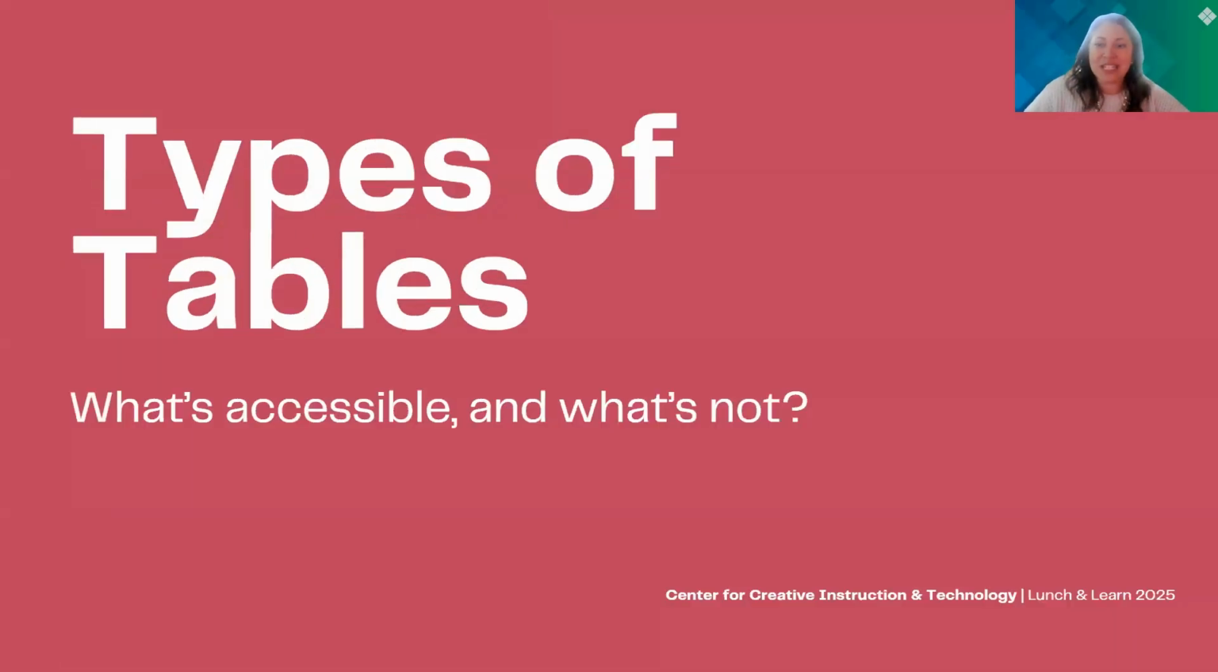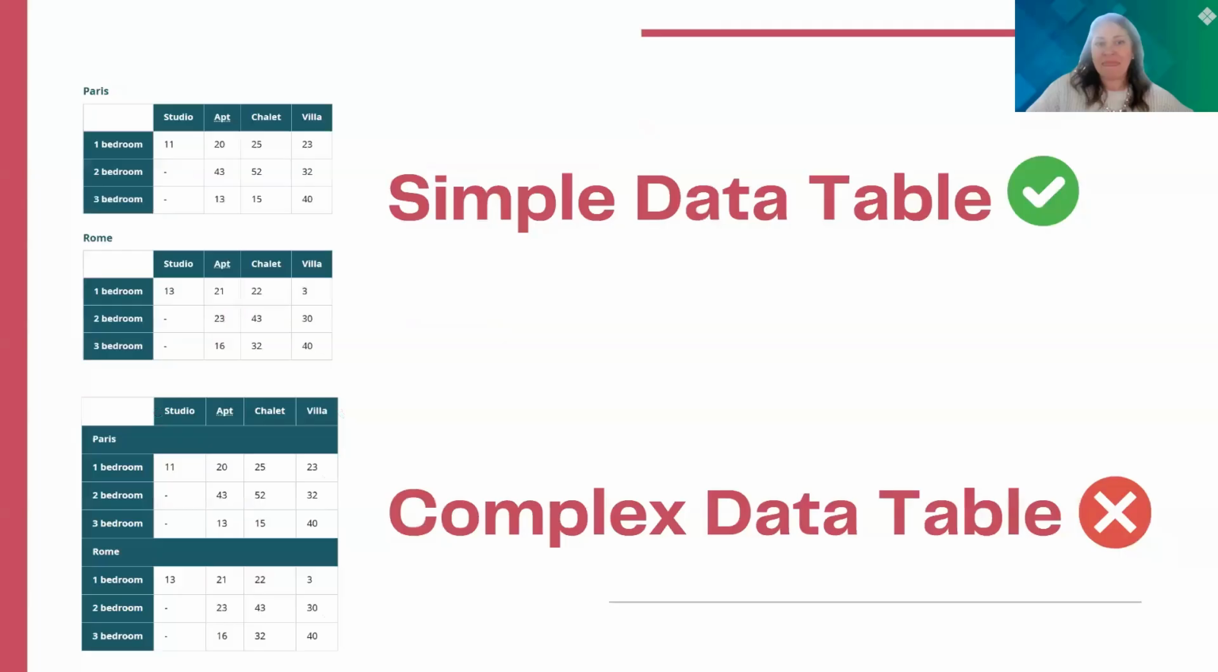So with tables, what's accessible and what's not? Now, the easiest way to explain this is to think of things as either simple or complex. I have two examples here. The top is an example of a simple data table. It talks about Paris and Rome in two separate tables, and they only have one header row and one header column. Now, as for the second one, do you see how the two were kind of married together?